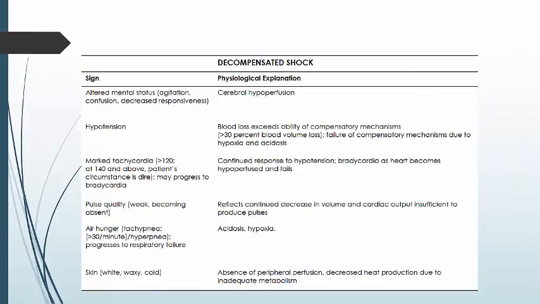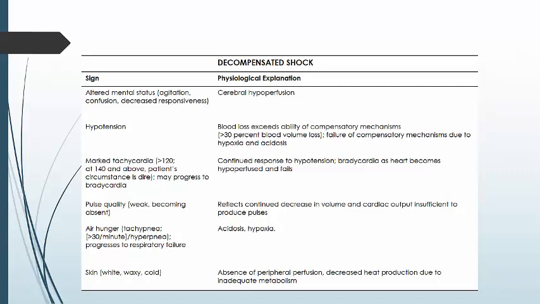Now when we progress to decompensated shock, whatever's going on is still happening. Basically now what's going on is your body has lost the ability to continue to compensate, hence decompensated. So you're going to start to see some progressive signs and symptoms, and depending on the patient and what type of shock and what the underlying mechanism is, they can progress to these sometimes fairly rapidly. So your signs here, altered mental status, could be agitation, it could be confusion, it could just be unresponsiveness, but this is due to poor cerebral perfusion, so hypoperfusion of the cerebral area of the brain. All right, hypotension, if our blood loss has exceeded the ability of the compensatory mechanisms, or if it's a failure of those compensatory mechanisms due to hypoxia and acidosis.